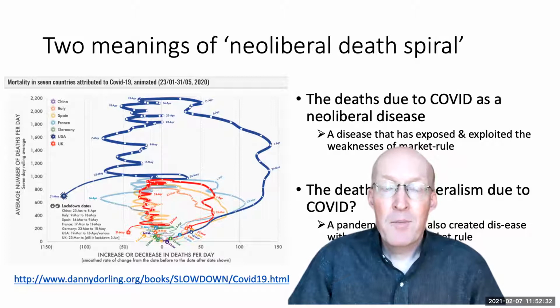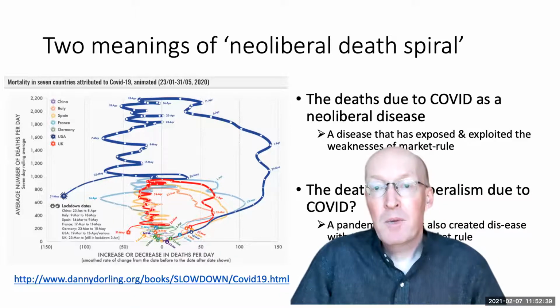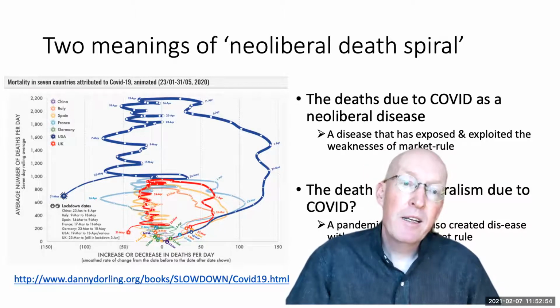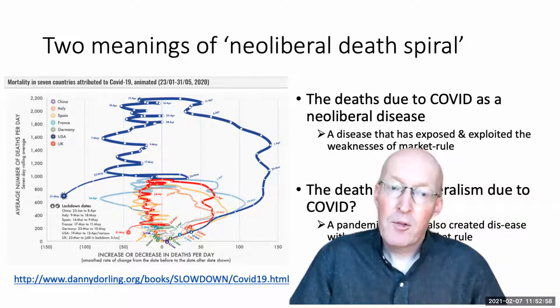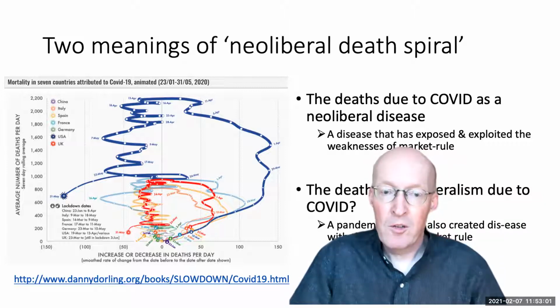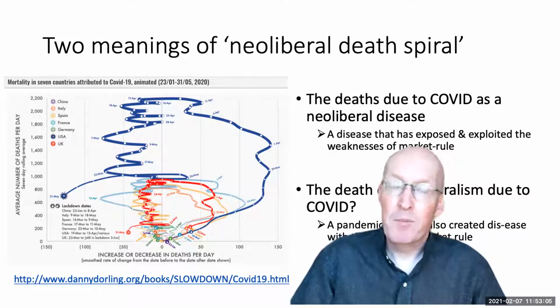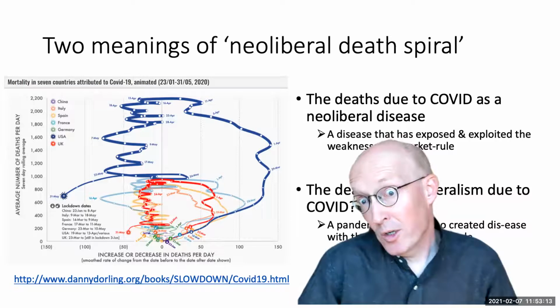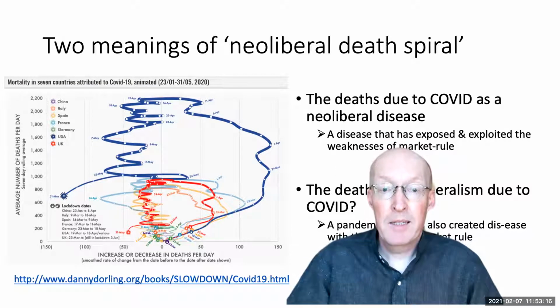Initially, this was inspired by some actual animated spiral graph diagrams created by my geography colleague, Danny Dorling, who's a professor of geography at the University of Oxford, and who has on his website for his new book, Slowdown, a series of animated graphs depicting the deaths per day from COVID and whether they're increasing or not on the x-axis and their average number per day on the y-axis. And these graphs generated a kind of spiral effect that showed how quickly or slowly particular countries were getting the pandemic under some kind of seeming control in the early months of 2020.